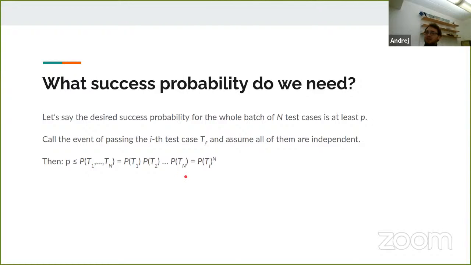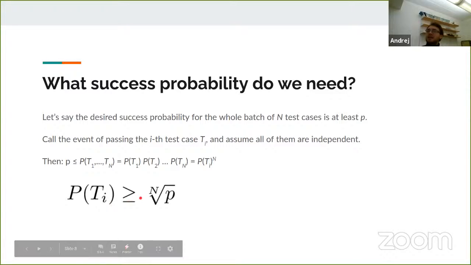And we hand wave and say that the probability of passing every single one is the same, or you can take maybe the least one of these probabilities if you want, and we just get the probability of some ith test case passing to the power of n. So actually, the probability of you passing an individual test case should be at least the nth root of P.